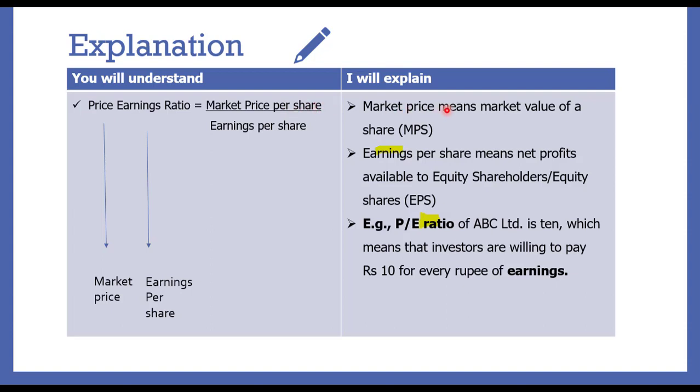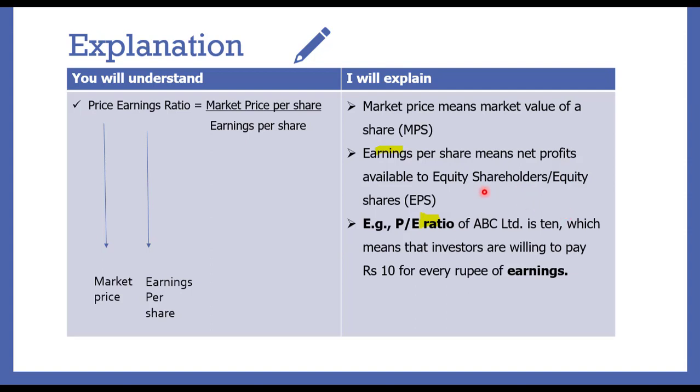Now I will explain what is this market price per share. Market price per share means the market value of the share. If L&T, Larsen & Toubro's share is trading at rupees 900, then that particular value you need to substitute in the numerator. Next one, what is earnings per share? Earnings per share means the net profits, whatever is available to equity shareholders, divided by number of equity shares.